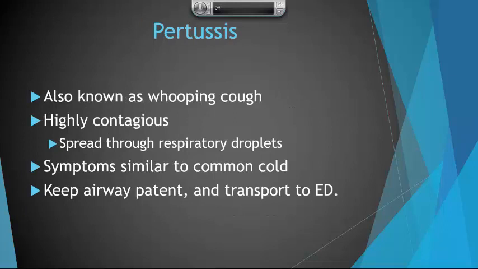Pertussis, also known as whooping cough, is a highly contagious, potentially deadly disease caused by a bacterium that is spread through respiratory droplets. It's less common in the United States due to vaccinations, though immunization rates have fallen. Typical signs and symptoms are similar to the common cold: coughing, sneezing, and a runny nose. Coughing becomes more severe and is characterized by a distinctive whoop sound heard during the inspiratory phase. The cough can be so severe that it can cause post-cough vomiting, conjunctival hemorrhage, and cyanotic hypoxia. In very young infants, pertussis can also present with apnea. Keep the airway patent and transport to the ED.